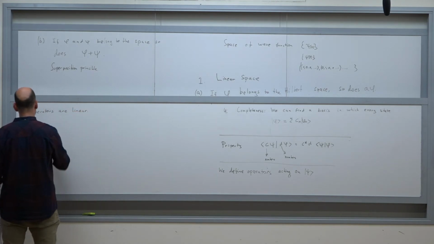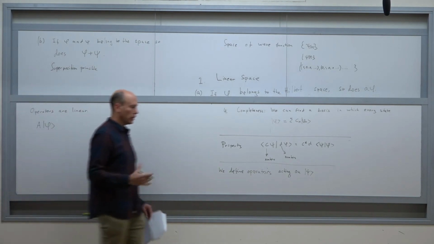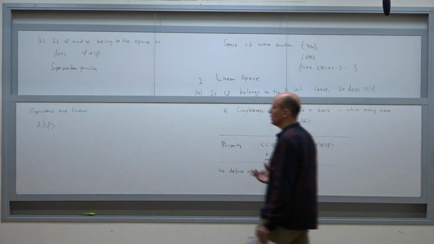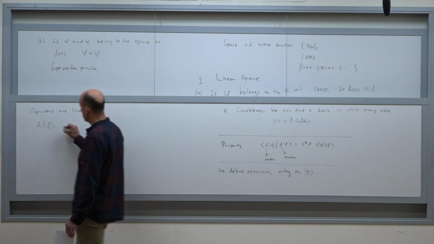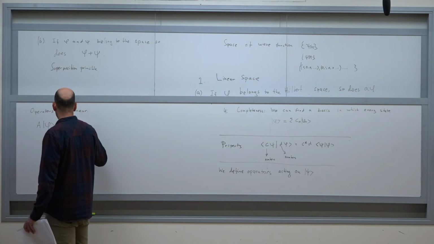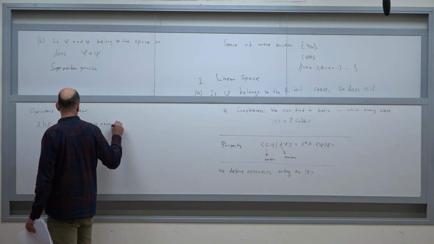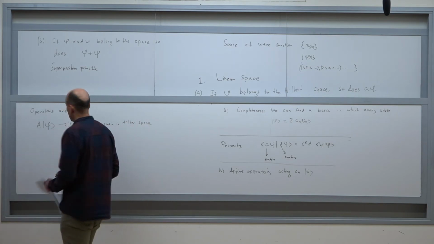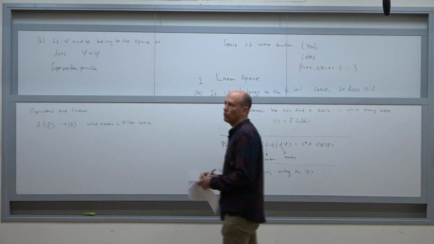And what does this mean? It means that if I act on some object, A is some operator acting on phi, which belongs to the Hilbert space, what do you get? This goes to something psi, which simply remains in Hilbert space. So all your operators are leaving you in the space.